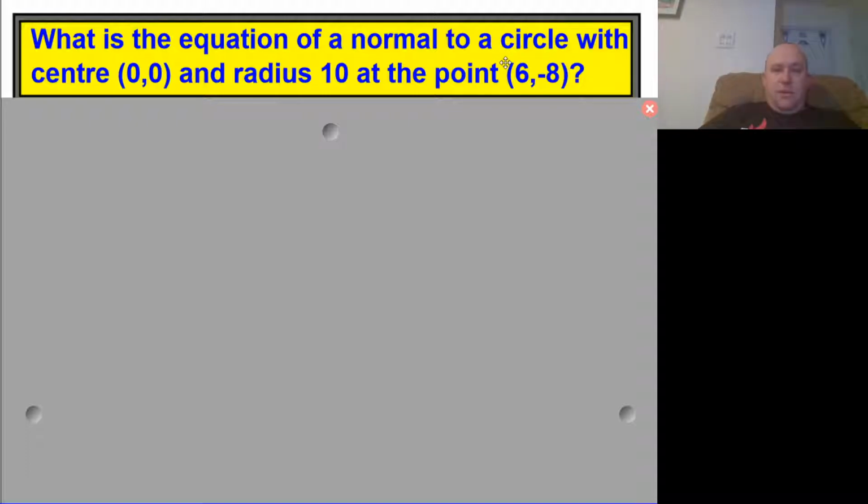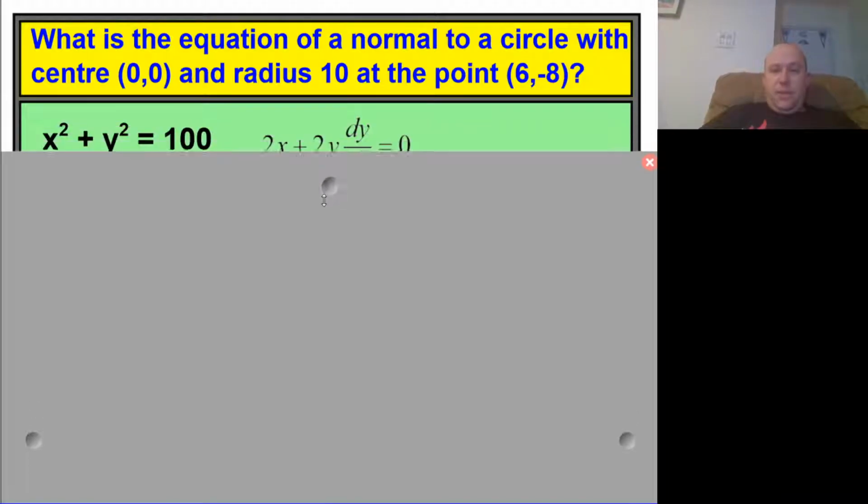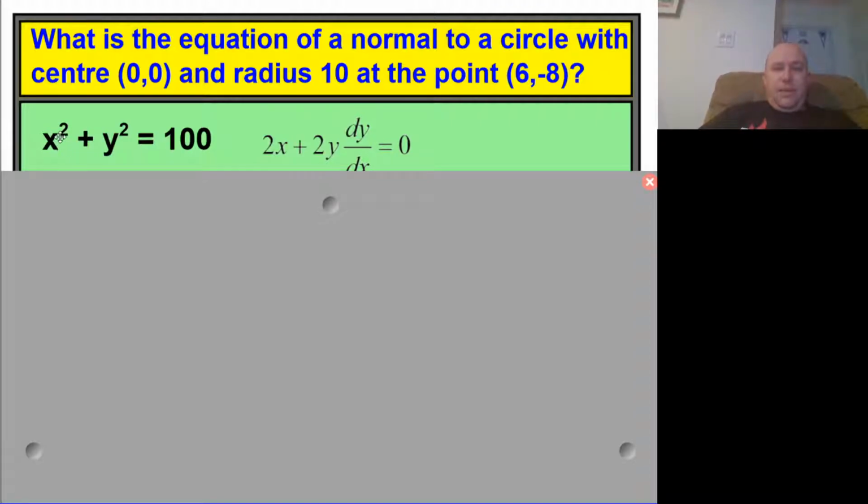So to find the slope, we're going to differentiate. Notice we don't have an equation right now, so this is why we had lesson 11.1 first. We've got to create the equation for this question. As I know the center is 0, 0, I can put x minus 0 squared plus y minus 0 squared equals 10 squared, which would just be x squared plus y squared is 100.